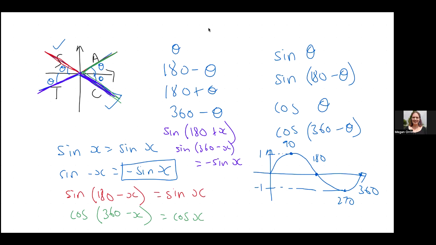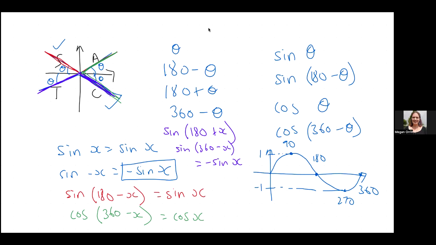Is it the right sign? Is it not the right sign? How do I rewrite it in terms of sine x? They're all exactly the same. The only difference with tan is obviously, you can still use this for all 4 of them, but the tan graph, if you're using the graph, looks quite different.